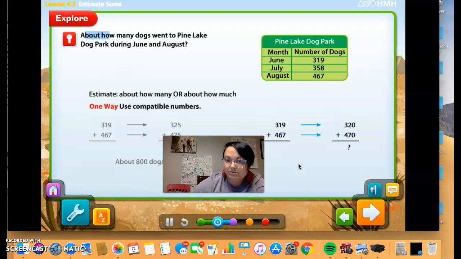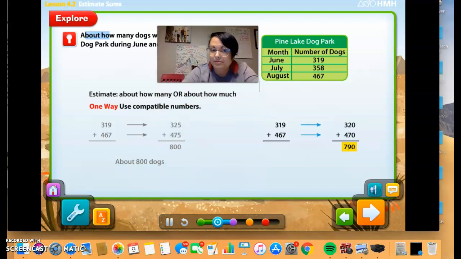What's the sum of 320 and 470? You don't even have to think about this one. There's no carrying, no borrowing, nothing. 7 and 2 is 9, 3 and 4 is 7, so it is 790. Here, the estimated sum is 790. About how many dogs visited the park in June and August?